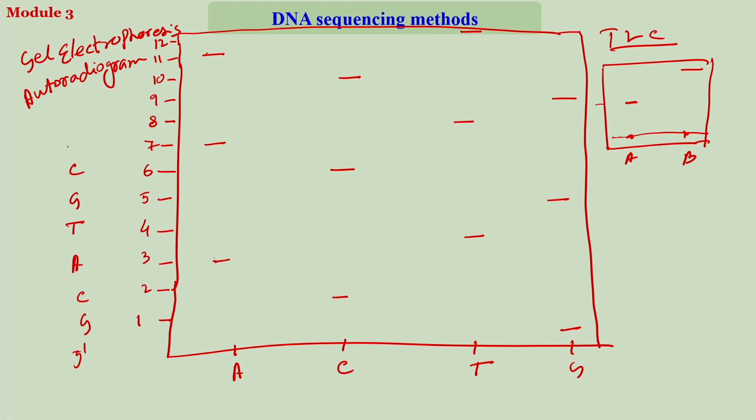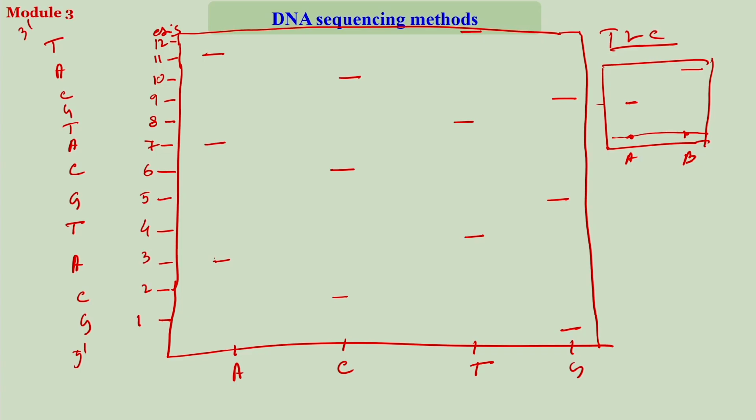7 A, 8 T, 9 is G, 10 C, 11 A and 12 is your T. This is the 3 prime.